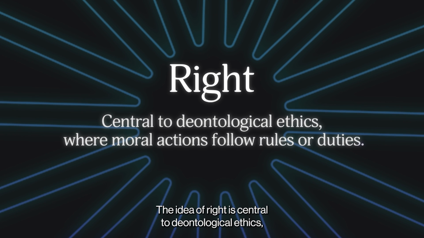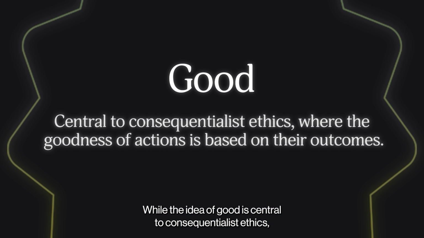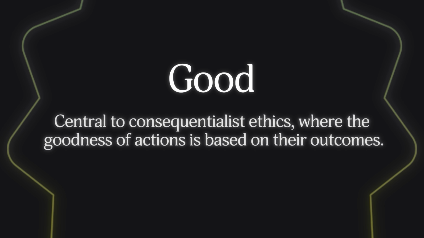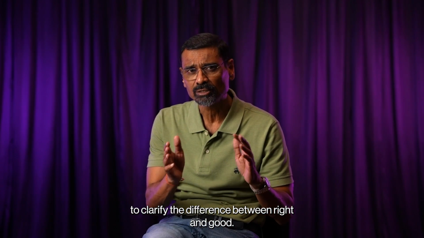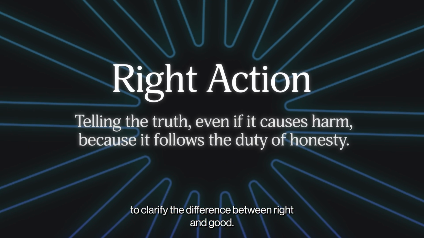The second big difference refers to moral philosophical theories. The idea of right is central to deontological ethics, where moral action follows rules or duties, while the idea of good is central to consequentialist ethics, where the goodness of actions is based on their outcomes. Let's look at a few examples to clarify the difference between right and good.